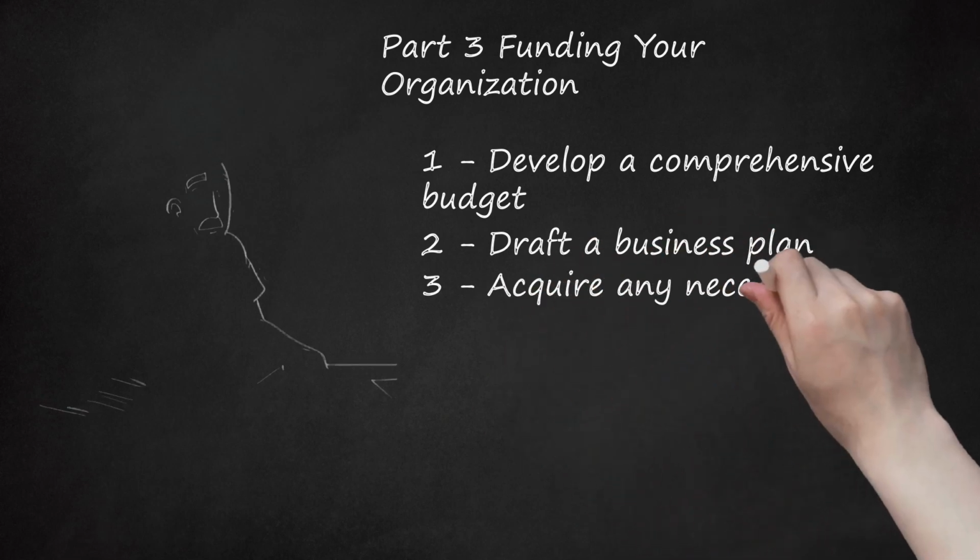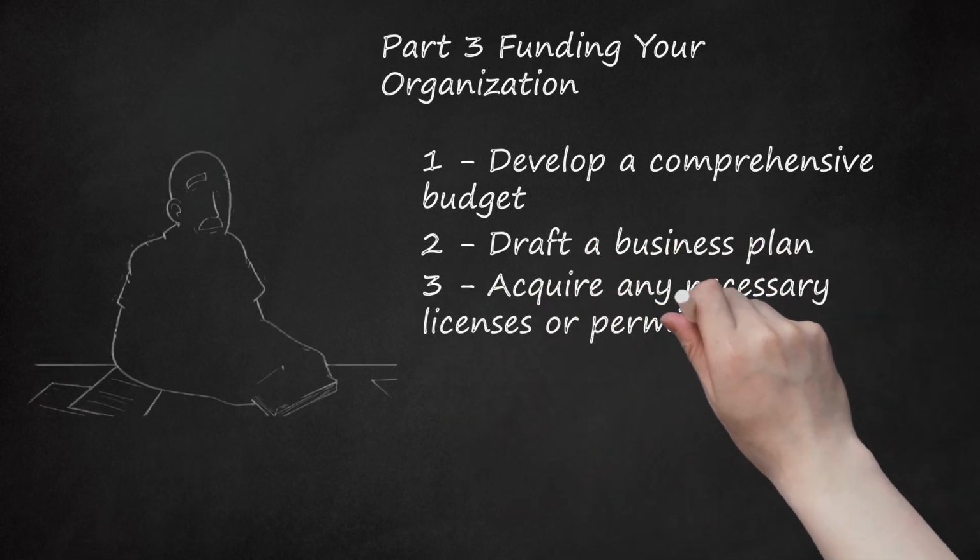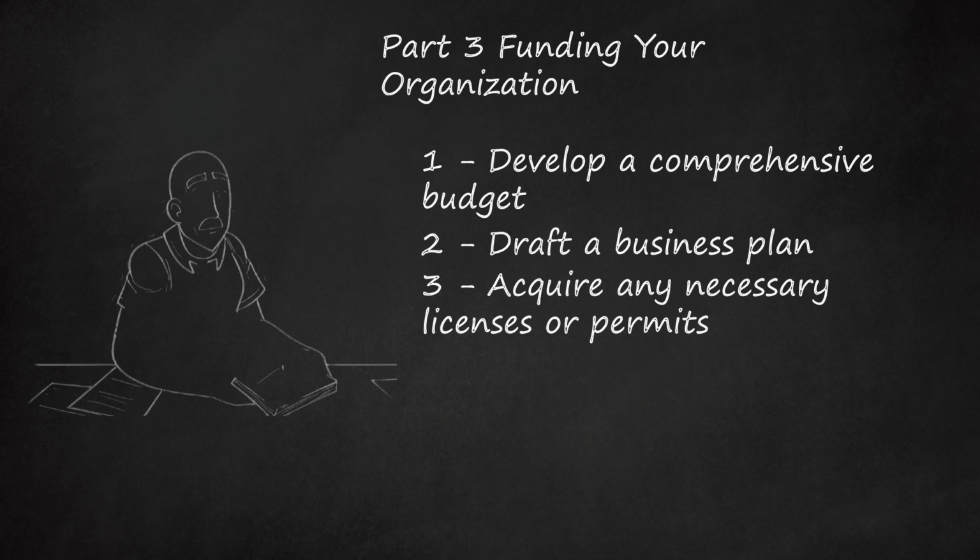3. Acquire any necessary licenses or permits. You'll need to register with your state's nonprofit association, and depending on the type of services you plan to offer, you may need other state and local licenses or permits to operate. At a minimum, you typically must register with your state's nonprofit agency before you can start fundraising or engage in political lobbying at the state or local level.